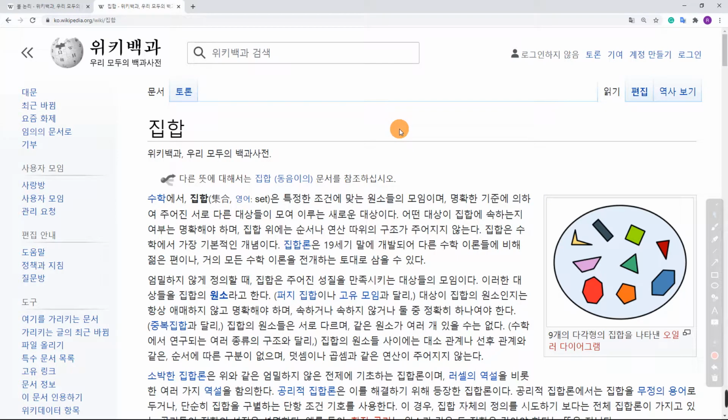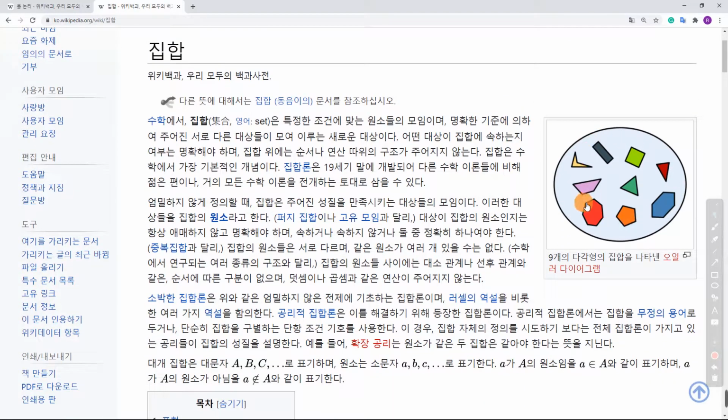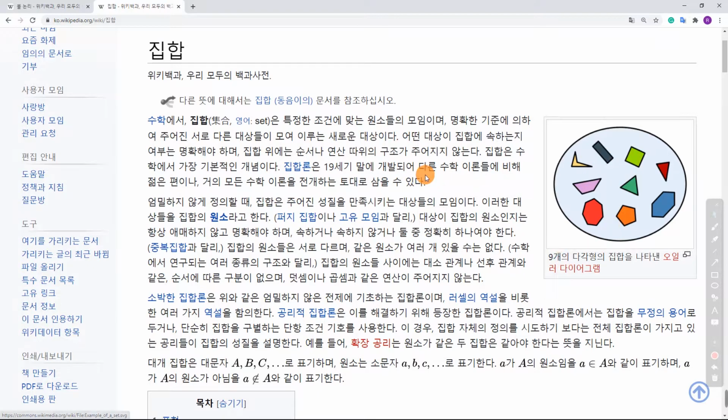So in mathematics, a set is a collection of distinct elements. So for example, set of these figures as shown here. So how many elements do we have here? 1, 2, 3, 4, 5, 6, 7, 8 and 9 elements.